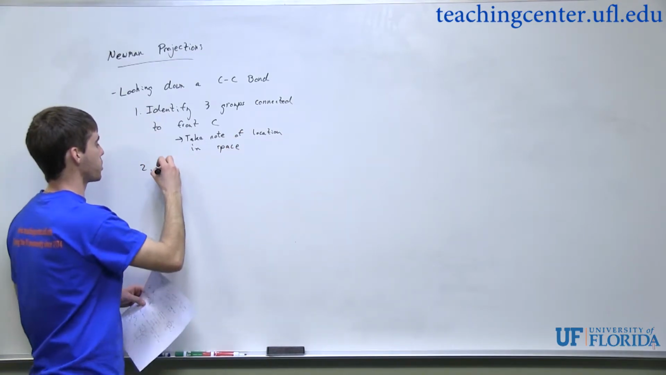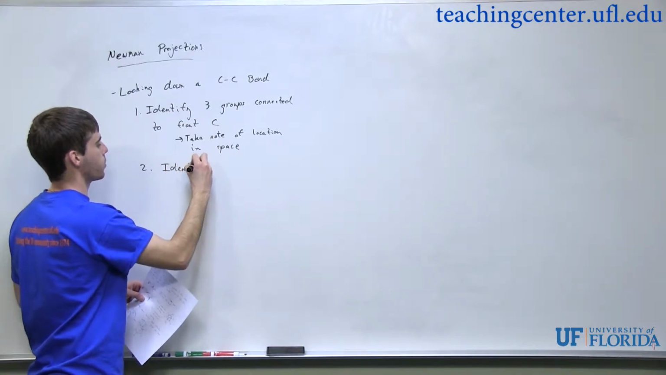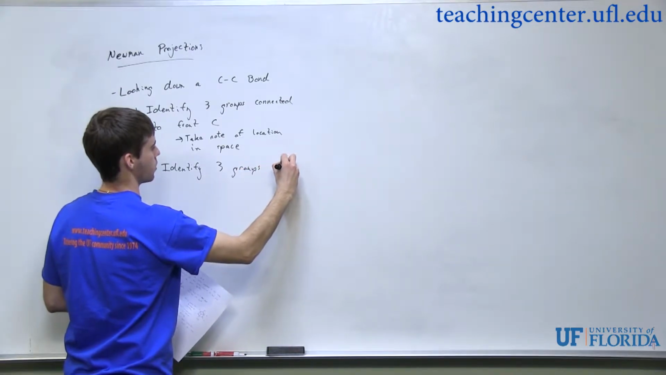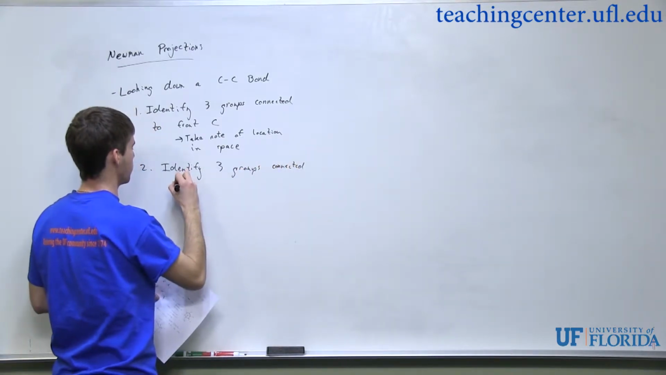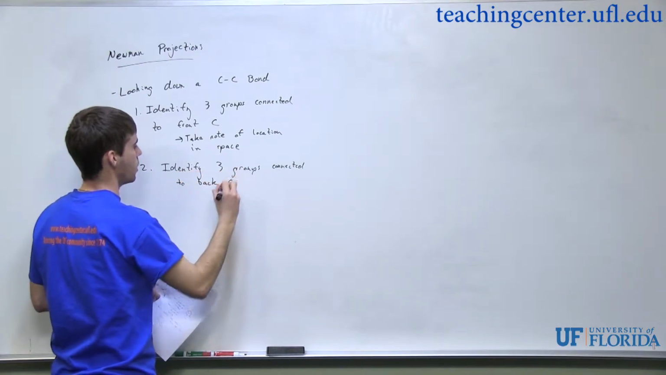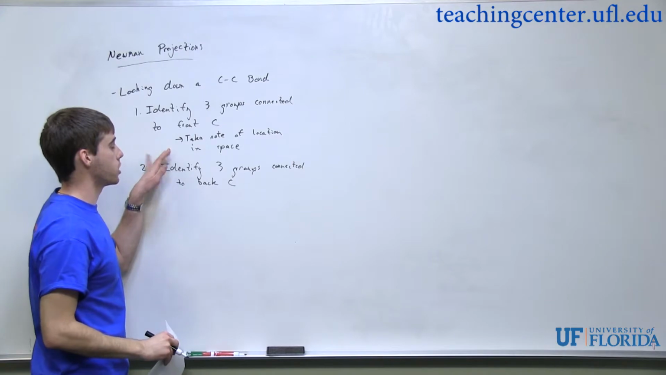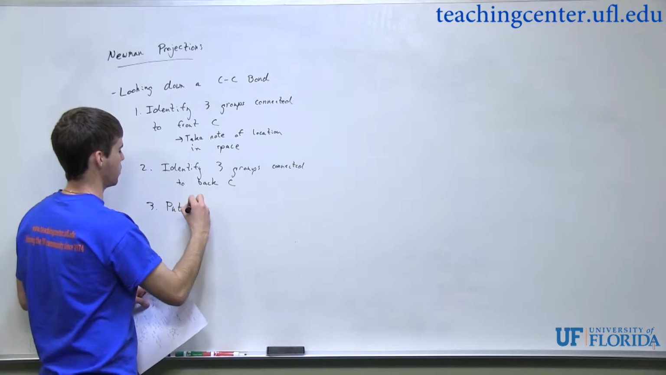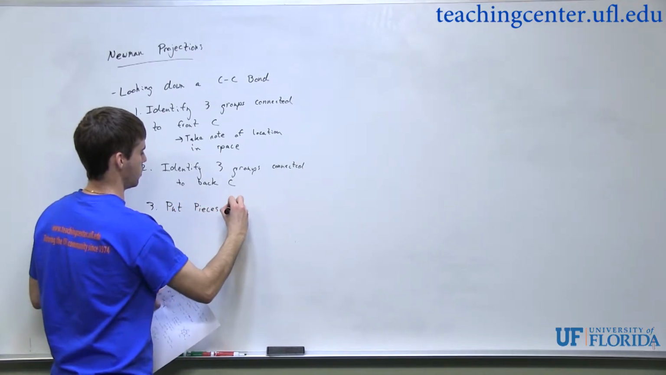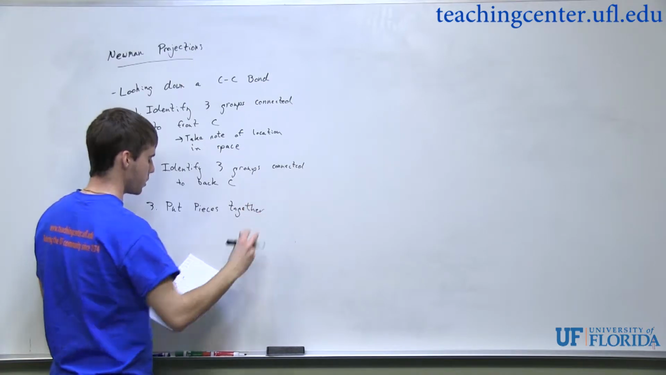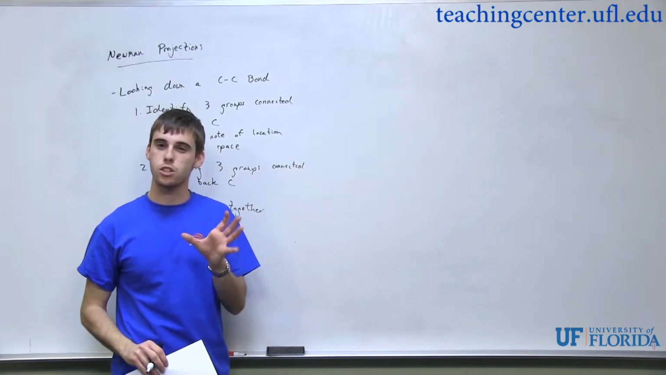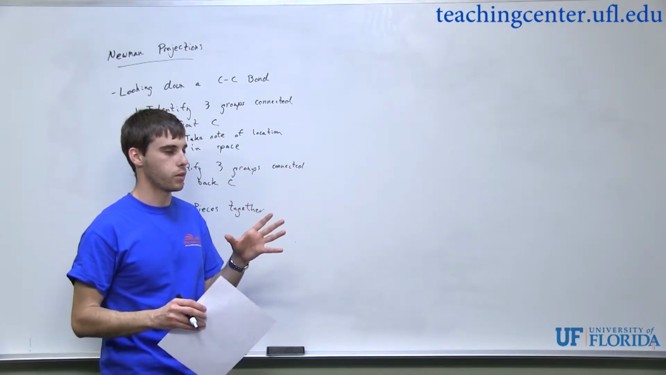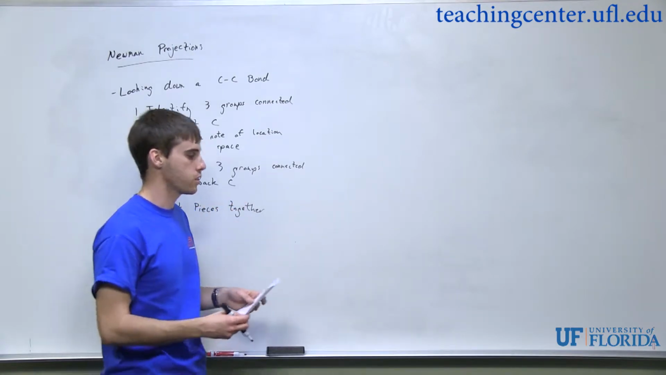Then for the second step, you're just going to do the same thing but for the back carbon. So you'll identify the 3 groups connected to the back carbon. And then again, you'll want to take note of their location in space. And then finally, you'll just put the pieces together. It sounds simple, and it's not overly complicated. It's just tricky the first couple times to really visualize how the substituents are arranged in space.